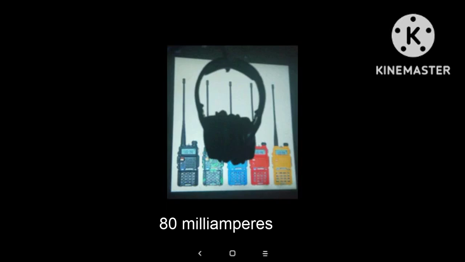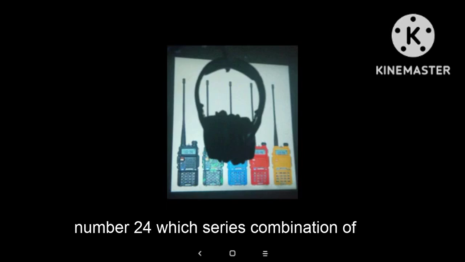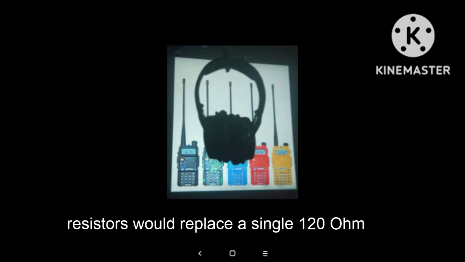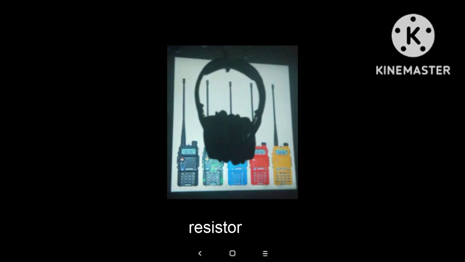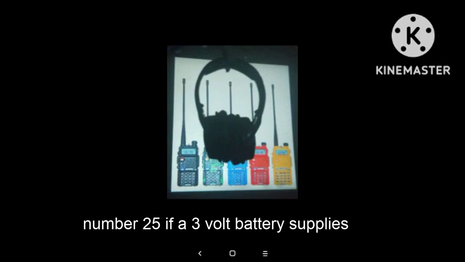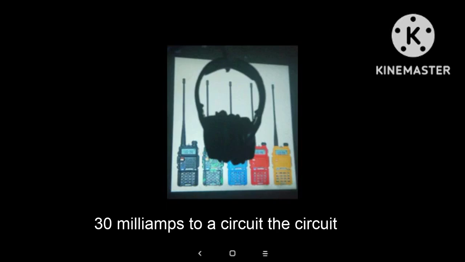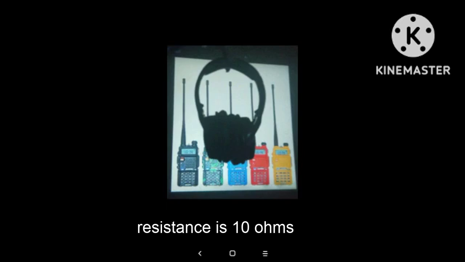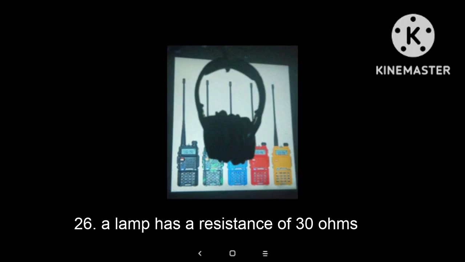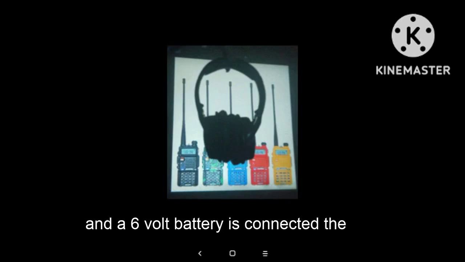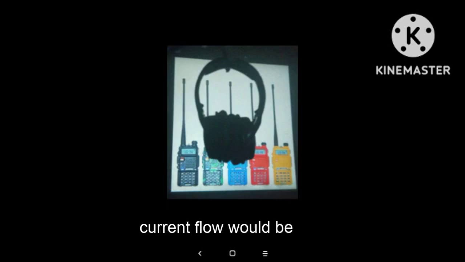80 milliamperes. Number 24. Which series combination of resistors would replace a single 120 ohm resistor? 524 ohm. Number 25. If a 3-volt battery supplies 30 milliamps to a circuit, the circuit resistance is 10 ohms. 26. A lamp has a resistance of 30 ohms and a 6-volt battery is connected. The current flow would be 0.2 amp.